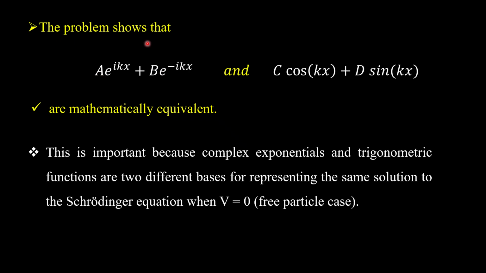So this problem shows that a e^(ikx) plus b e^(-ikx) and c cos kx plus d sin kx are mathematically equivalent. This is important because complex exponentials, since here you have i, and trigonometric functions are two different ways of representing the same solution to the Schrodinger equation when the potential is equal to 0, that is, for the free particle case.